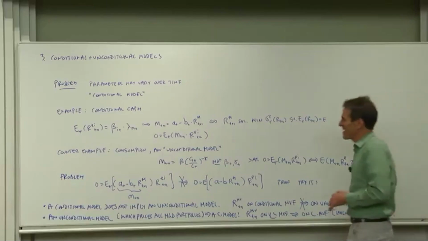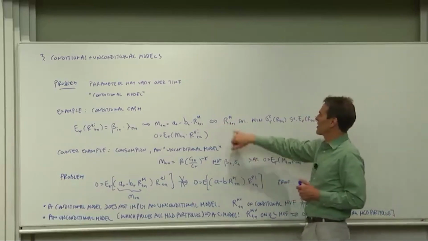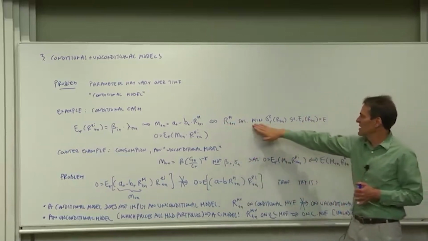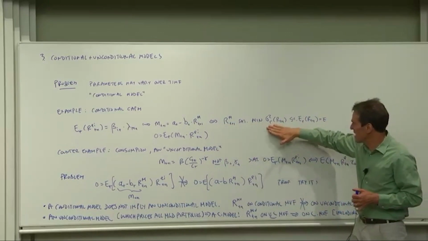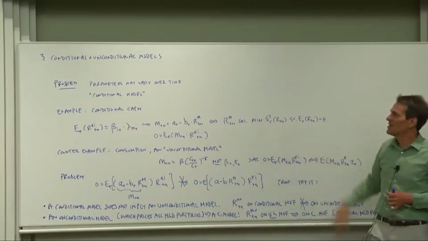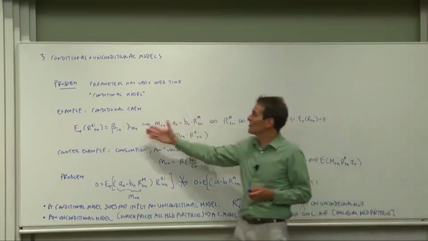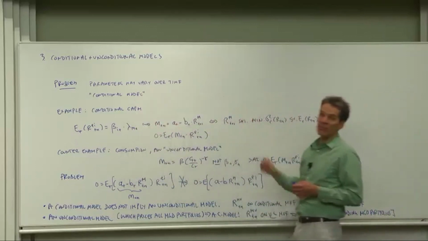Or, translating again, there is a return on the market portfolio, which is on the conditional mean variance frontier. It is the minimum conditional variance portfolio for every given conditional mean. That's an example of a conditional model because its parameters vary over time.